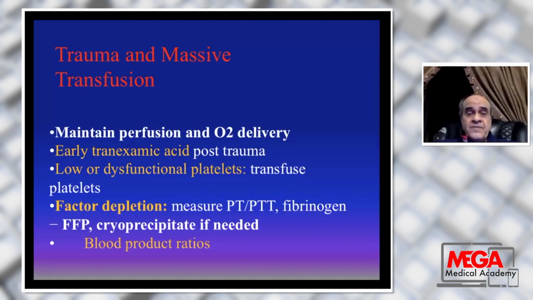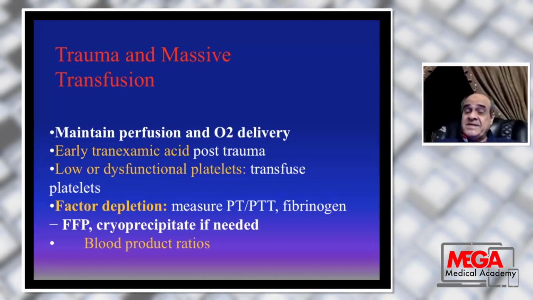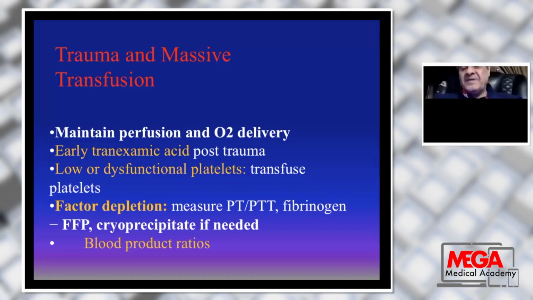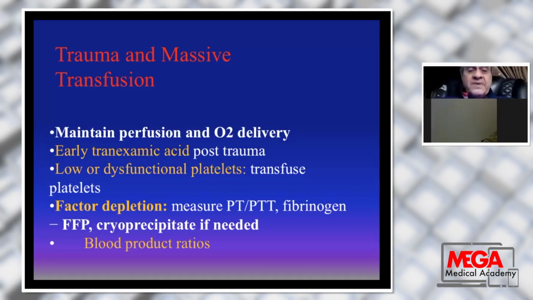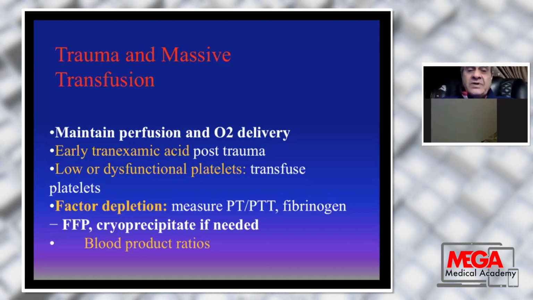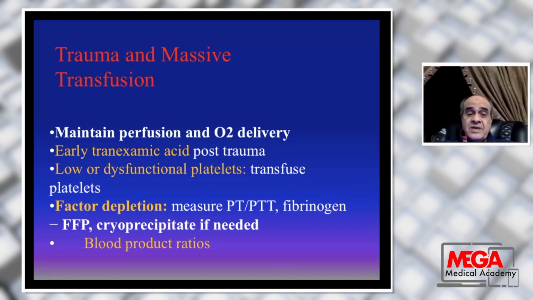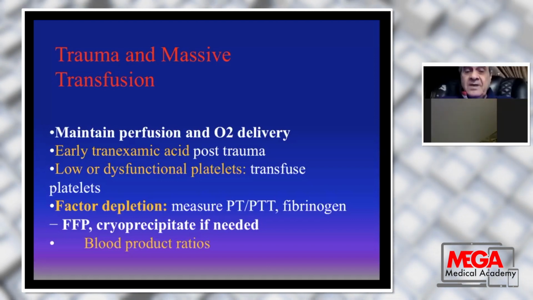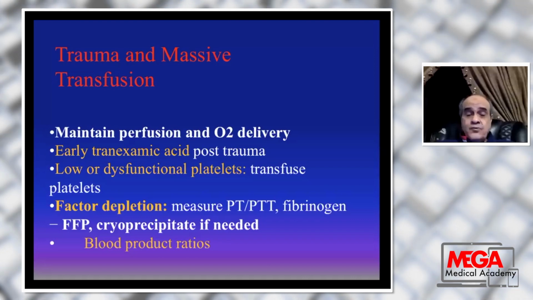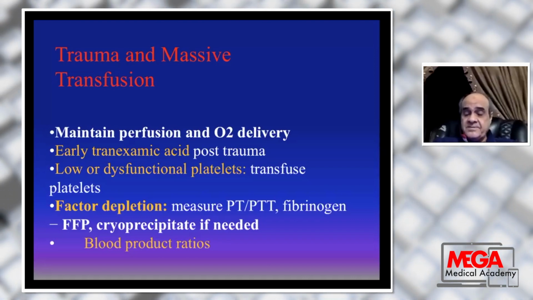Drug volume and so on. Early tranexamic acid post-trauma within the first 3 hours is very important. Don't give it after 3 hours. If platelets are low or dysfunctional, transfuse platelets. If there is factor depletion, measure PT, PTT, and fibrinogen, and you can transfuse fresh frozen plasma or cryoprecipitate if needed, according to a blood product ratio of 1:1 or 1:2, as we said.